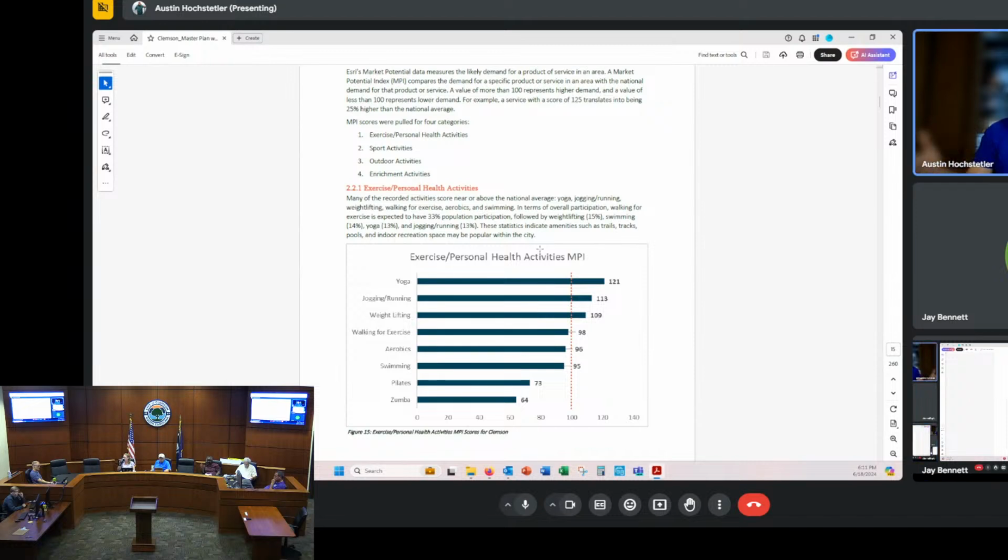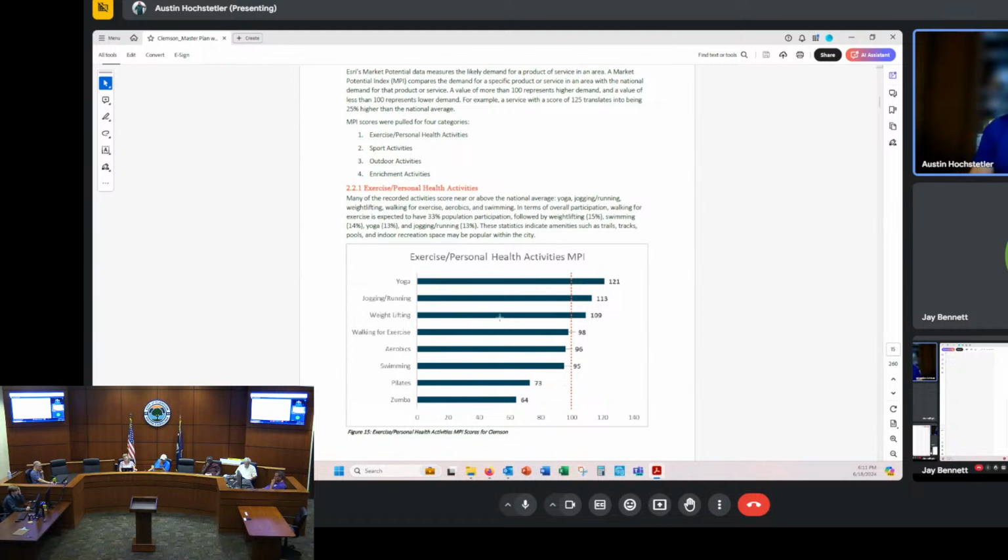And the way to interpret these charts is if 100 is the national average for proclivity or affinity for consuming a particular recreation behavior, and a score of 121 for yoga is the Clemson residents, that's saying that Clemson residents are 21% more likely to participate in yoga than the national average. And vice versa, if Zumba is 64, it's basically saying Clemson residents are 36% less likely than the national average to participate in these activities.